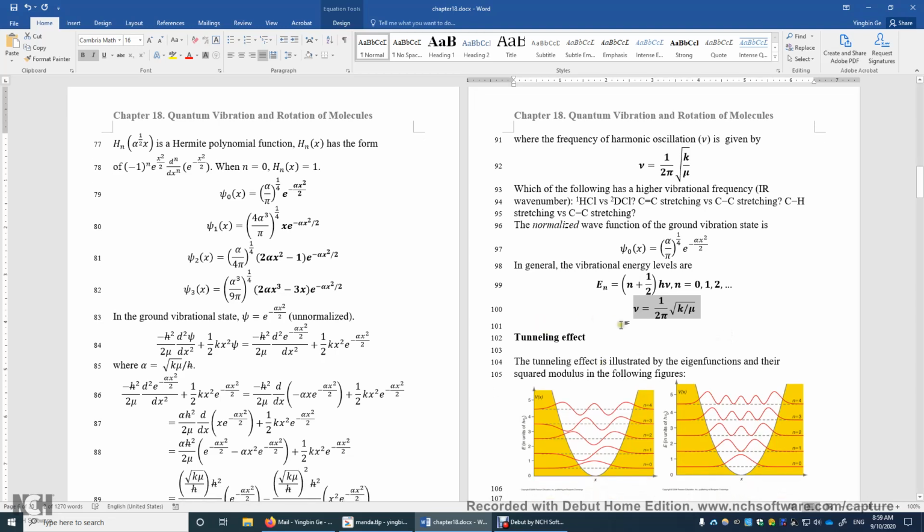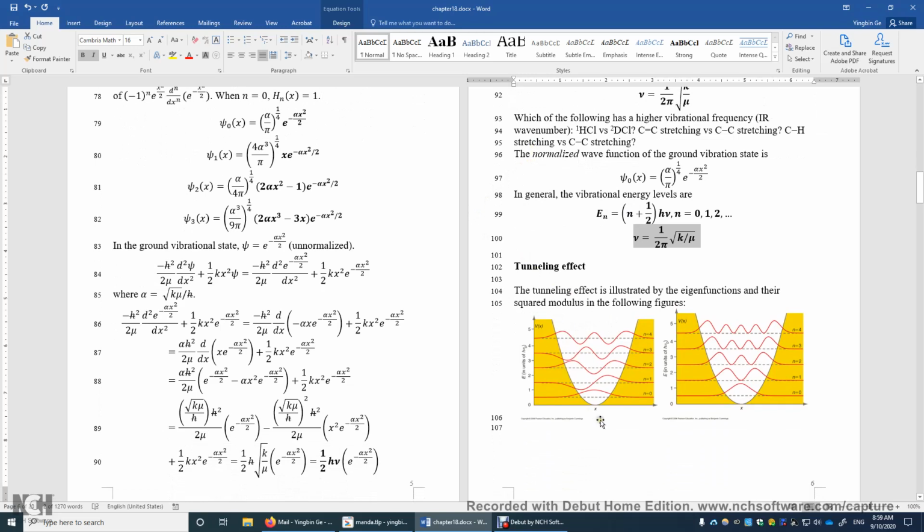Now let's look at the tunneling effect. When we are doing vibration, we can observe tunneling effects. So this is the potential energy. And now, what if the particle has lower energy than the potential energy outside this potential energy curve? We can see the wave function is non-zero.